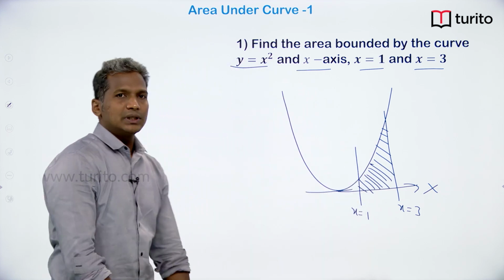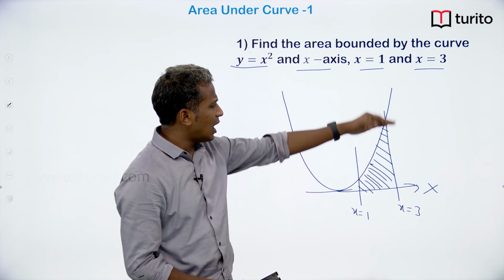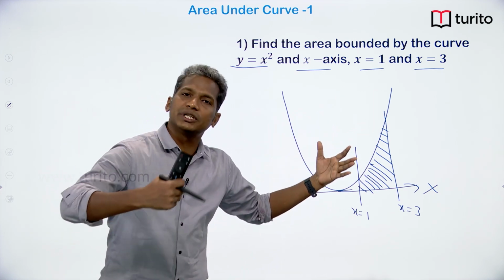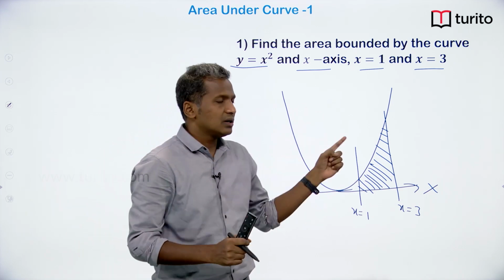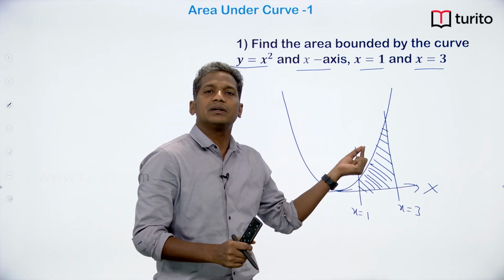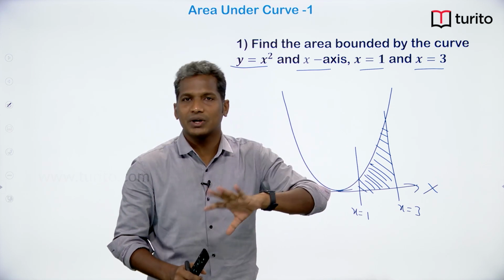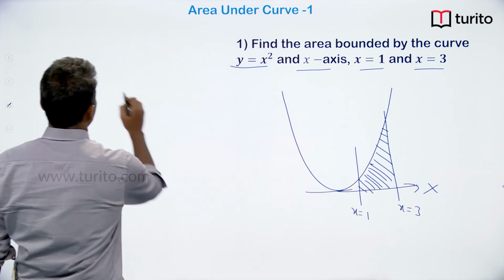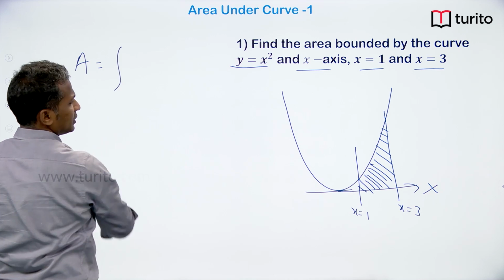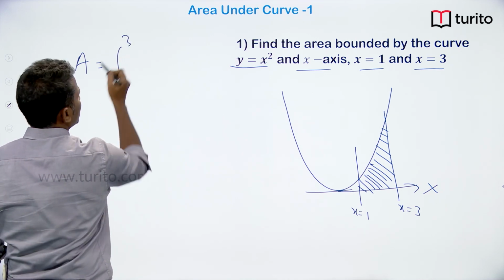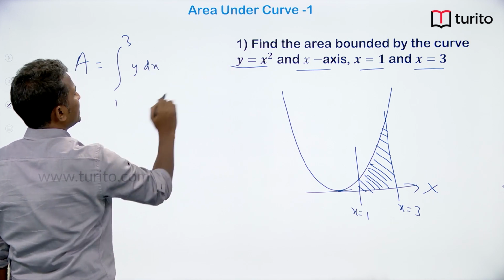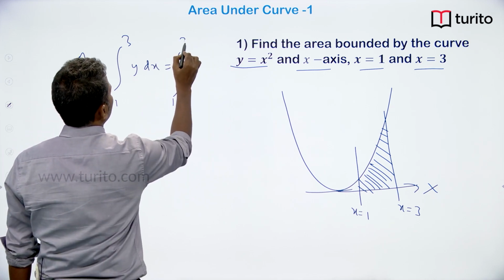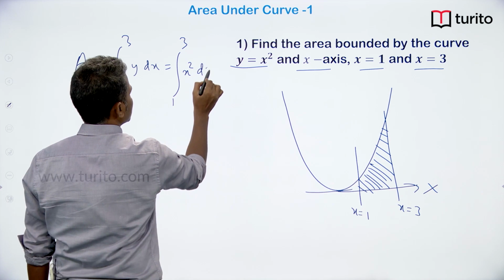Okay. So, because the function is lying above the x axis, we can proceed with the integration. Before we proceed with the integration, it's very necessary to check whether the function is lying above or below the x axis. Okay. So, here area will become equal to integral 1 to 3 y dx, but y is nothing but x square. So, integral 1 to 3 x square dx.